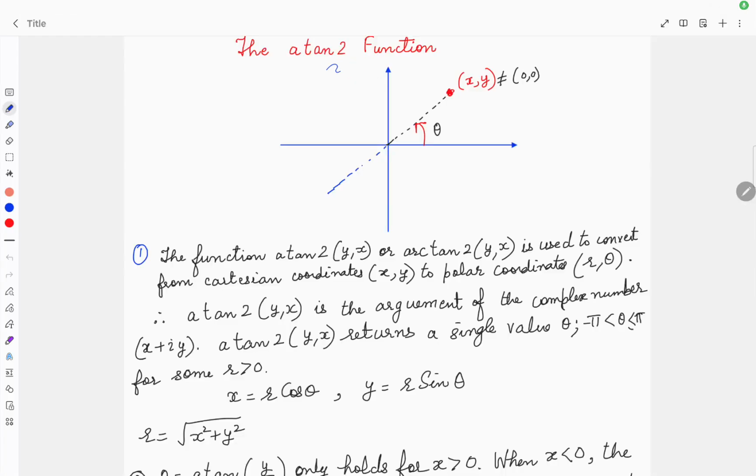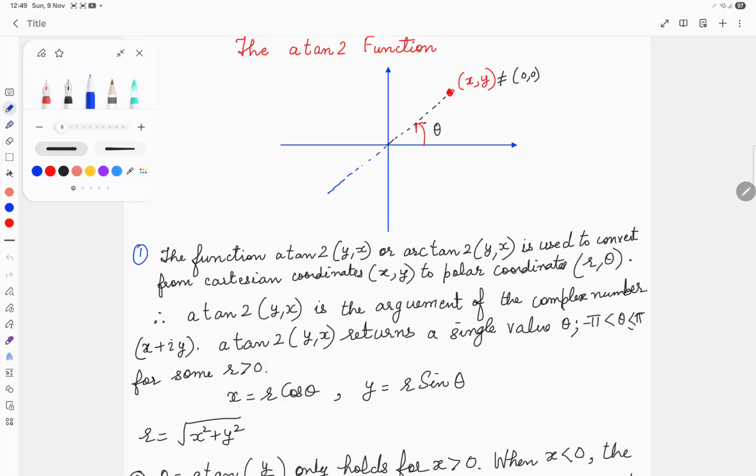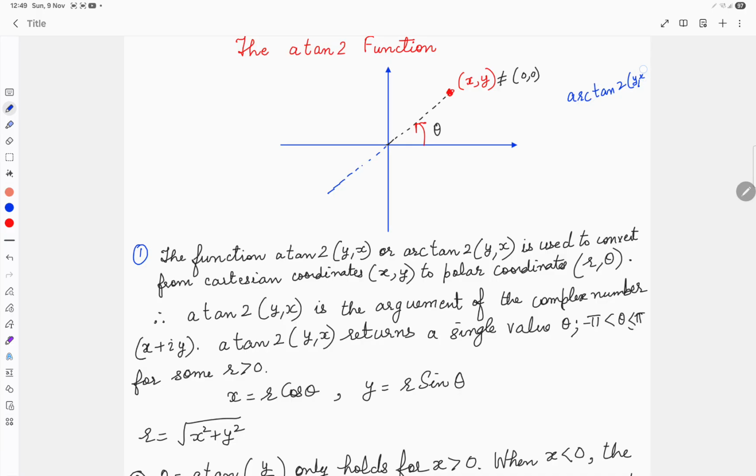Hello everybody. Let us try to understand a very important function which is available in programming languages, and this function is known as arctan2 of y comma x. This function is used to give us the angle theta. Theta is the angle between the positive x-axis and the vector x comma y. We want to find this angle, so we need to use this function to find out this angle.